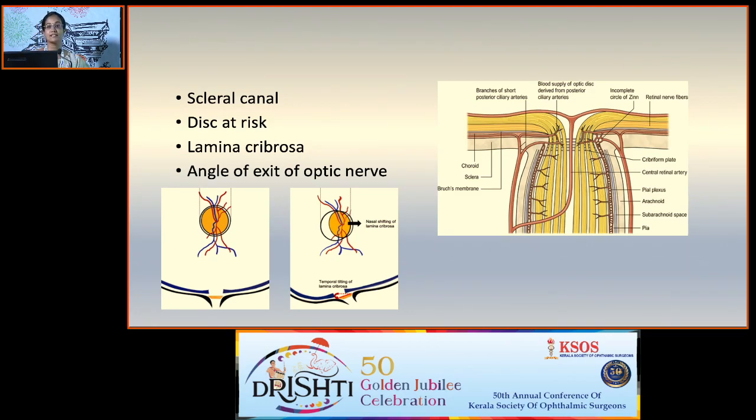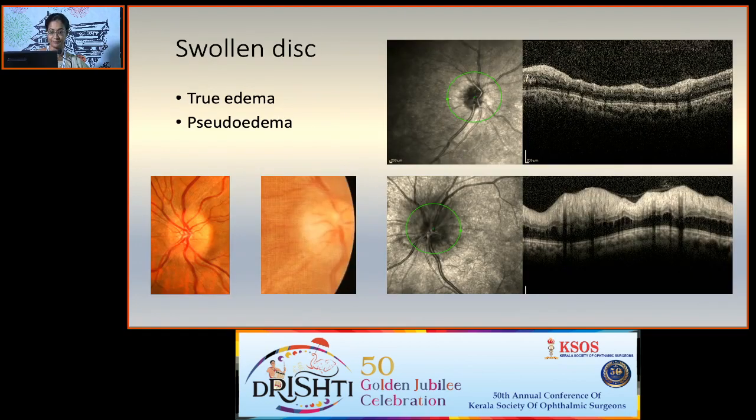The angle of exit of the optic nerve is also important, because normally it exits perpendicularly, and when it exits obliquely, sometimes like this, you can see there is a tilting of the optic nerve head with crowding of optic nerve fibers at one end and a temporal crescent at the other end. So this gives an appearance of a pseudo disc edema.